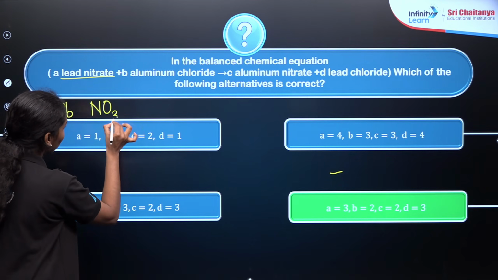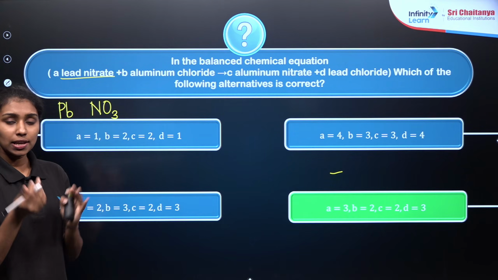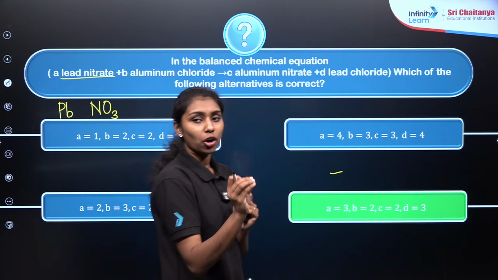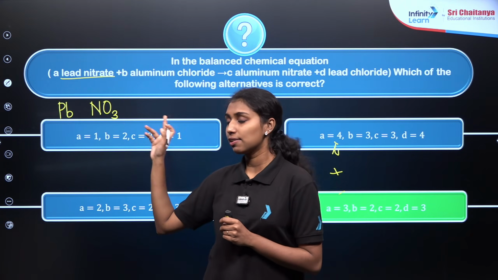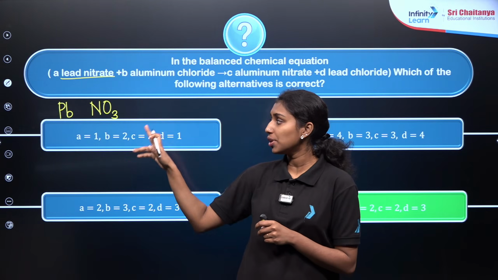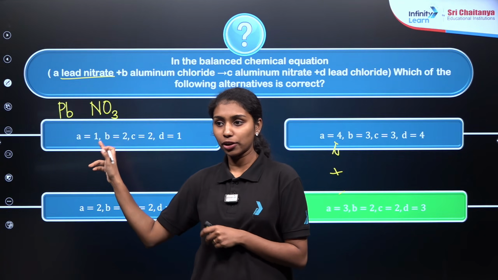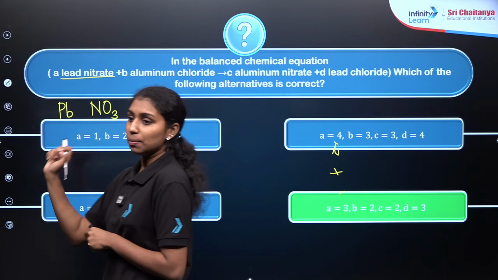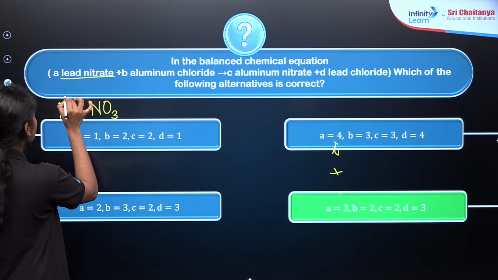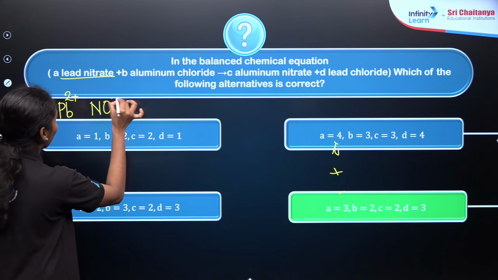So you must have an idea about the valencies of these metals. In any chemical compound, there will be a positively charged ion as well as a negatively charged ion. The positively charged ion is known as the cation and the negatively charged ion is known as the anion. Lead is the cation, because it has a +2 charge, so Pb2+. Then this is NO3 minus.